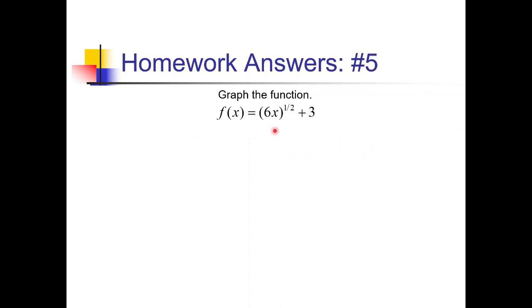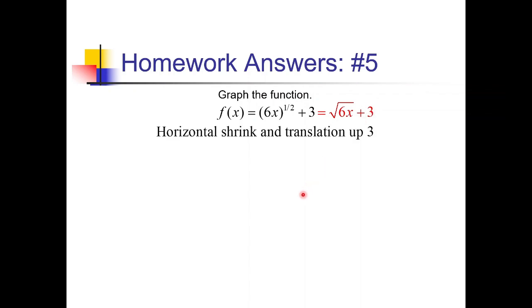On this problem, we have this 1/2 power. I'm going to start this problem by turning that 1/2 power into the square root function, because that's basically what that is. So this is really asking about the square root of 6x plus 3. Now to graph this, let's figure out what kind of transformations are going on versus the regular radical x function. The 6 inside being multiplied is giving us a horizontal shrink, and the plus 3 outside is translating us up by 3 units. So horizontal shrink and up 3.